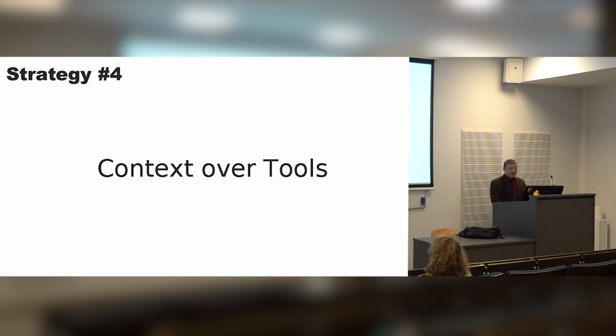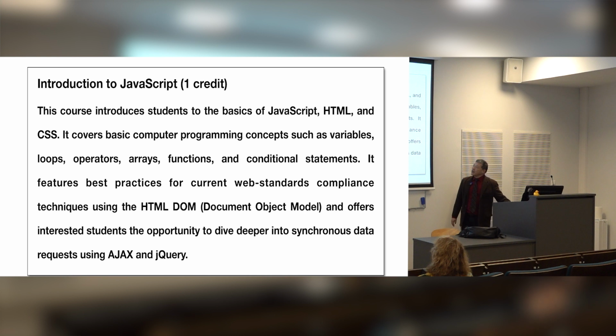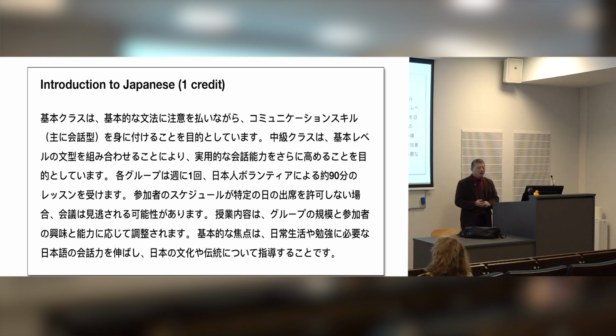So strategy number 4 is context over tools. When I first started teaching computer science at my current school, we had an Intro to JavaScript course, and the course description looked like this. If you read that course description from the lens of, does this course sound like a beginner would be welcome in this course? It's an intro course, right? I mean, if you think about it, this is kind of like if you had an introduction to Japanese course where the description was written in Japanese, right? Like, who is this really for? This doesn't really help me.